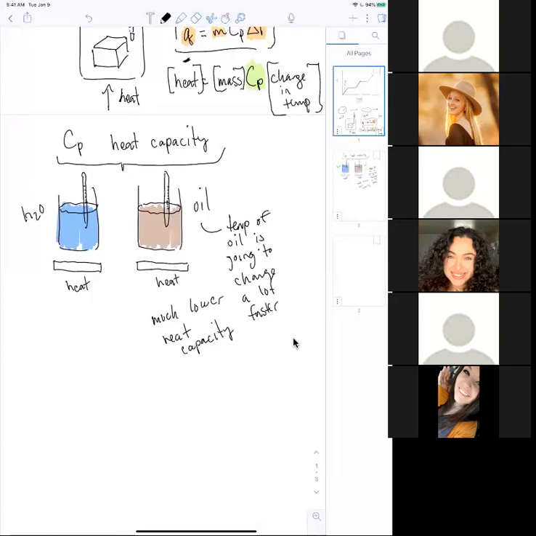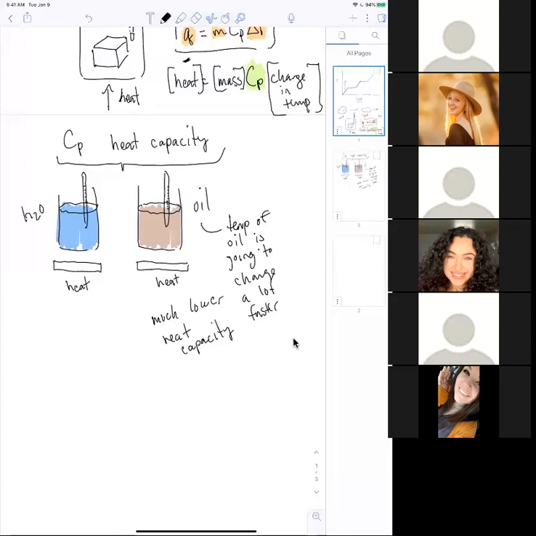Water is something that actually has a very high heat capacity. And you know this if you have lived out in like California or something. Things are generally cooler near the ocean. And that's because the water actually is pulling heat away from the air. It can kind of hold a lot of heat.